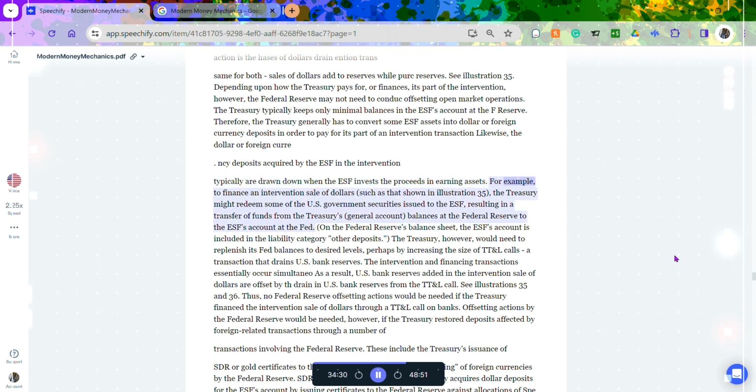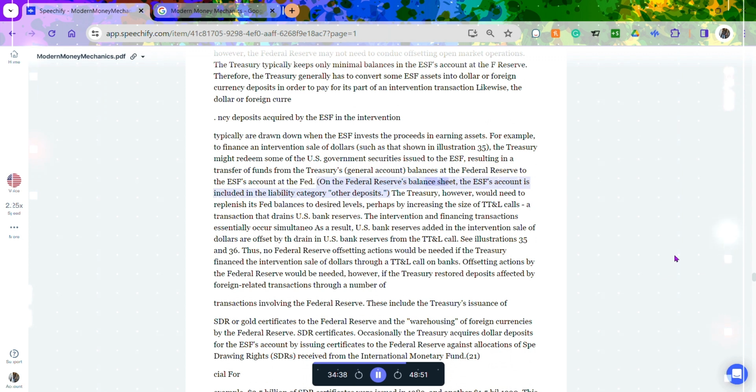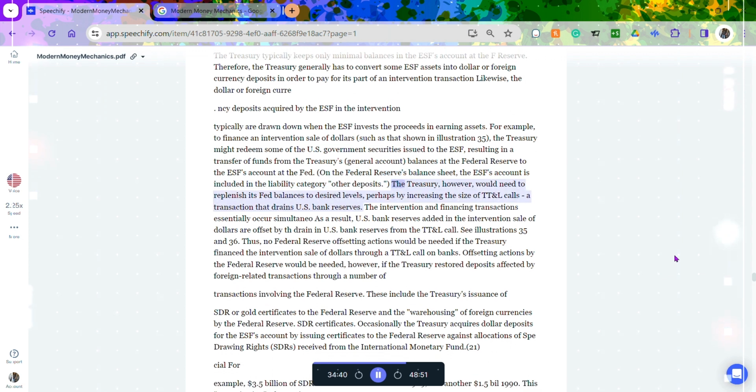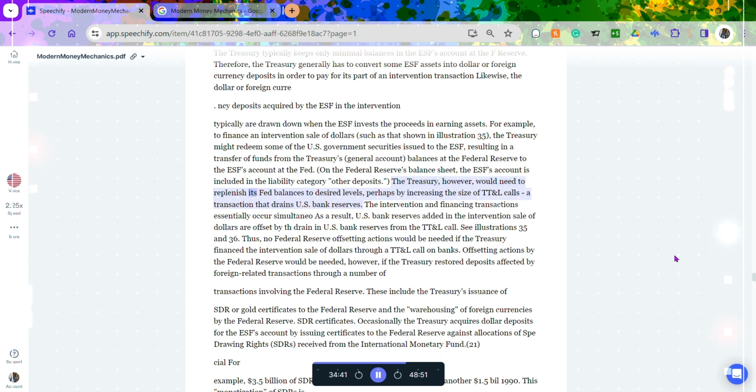For example, to finance an intervention sale of dollars, such as that shown in illustration 35, the Treasury might redeem some of the U.S. government securities issued to the ESF, resulting in a transfer of funds from the Treasury's general account balances at the Federal Reserve to the ESF's account at the Fed. On the Federal Reserve's balance sheet, the ESF's account is included in the liability category Other Deposits. The Treasury, however, would need to replenish its Fed balances to desired levels, perhaps by increasing the size of TTNL calls, a transaction that drains U.S.